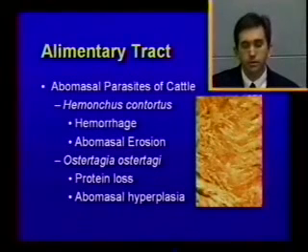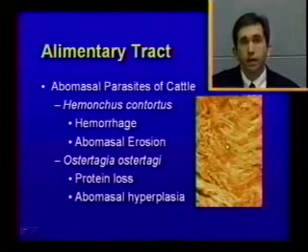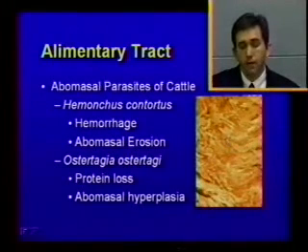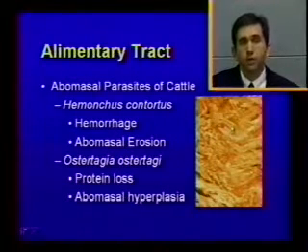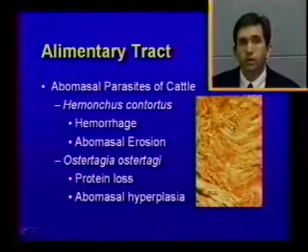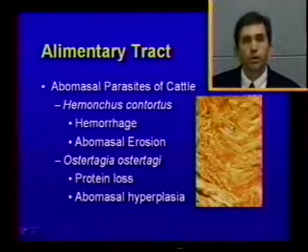And this photograph shows the appearance of the mucosa of a cow that was infected with Ostertagia. And these folds that are present on the mucosa are very prominent, much more prominent than they would be in a normal animal. And that's the lesion that's seen with Ostertagia infection.